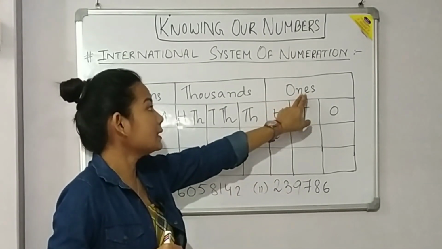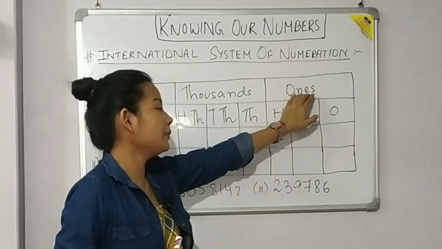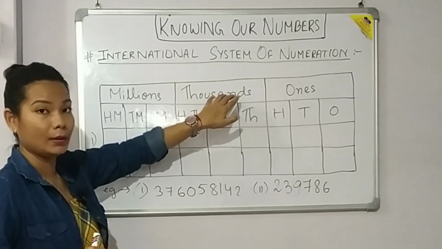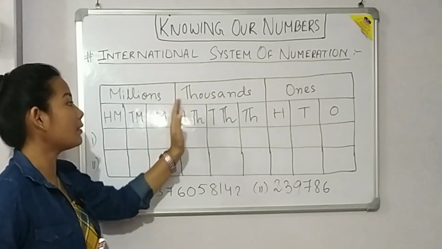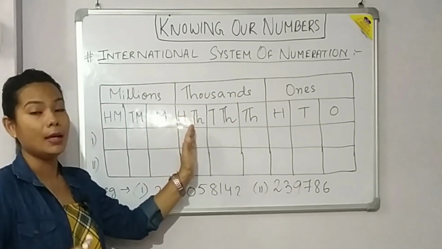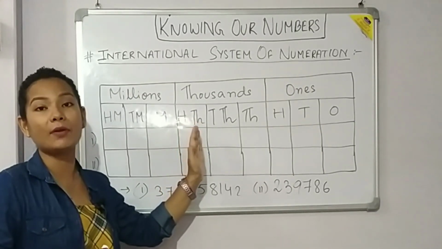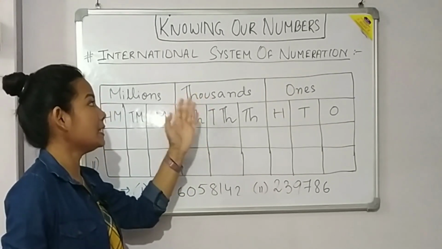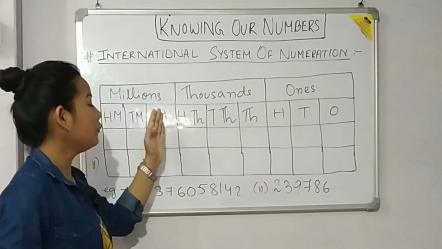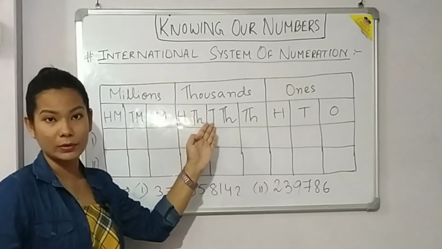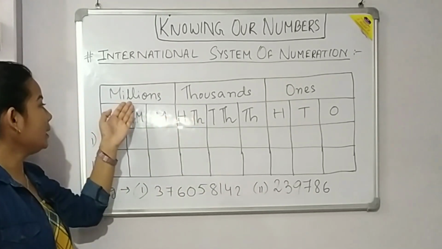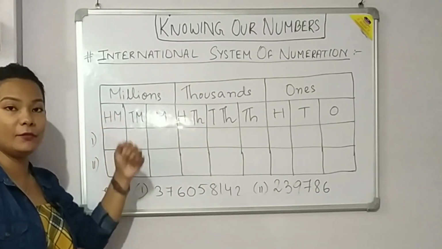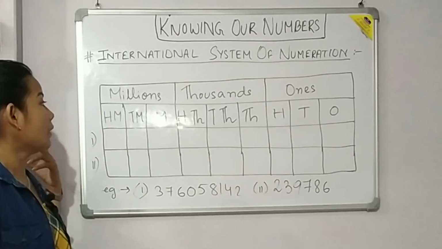So in the international system also, in the ones period we will write up to the 100 place value, and in the thousands period we will write up to 100,000. But in the Hindu-Arabic system we write only up to 10,000, while here in the international system of numeration we will introduce 100,000s also, alright. And in millions also we will write up to 100 millions, and in billions we will write up to 100 billion.